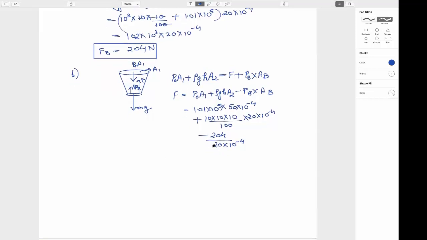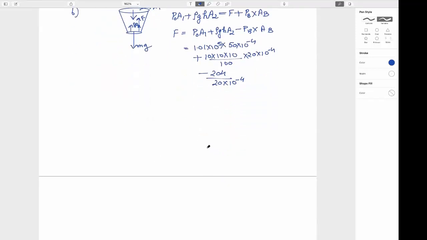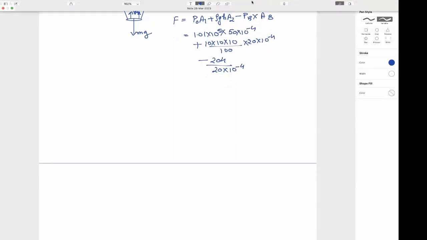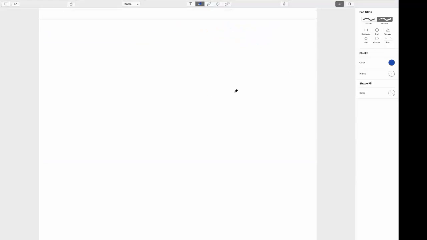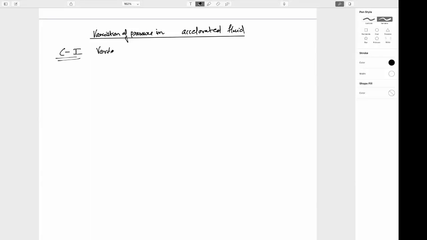So you can solve it and calculate it by yourself, because I have to cover other things as well, and we are running out of time. The next topic I will discuss is the variation of pressure in accelerated fluid. Variation of pressure in accelerated fluid. So the first case is vertical acceleration.